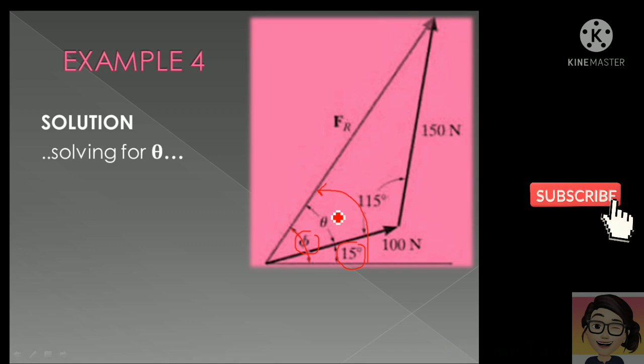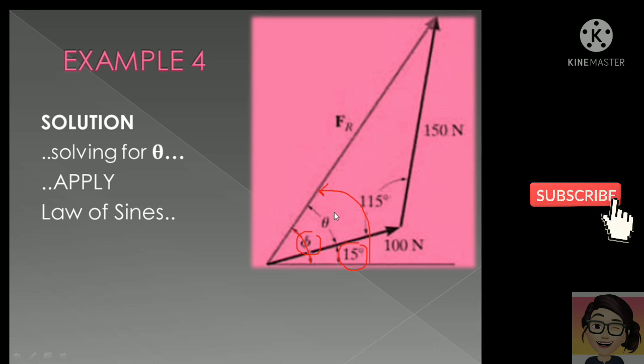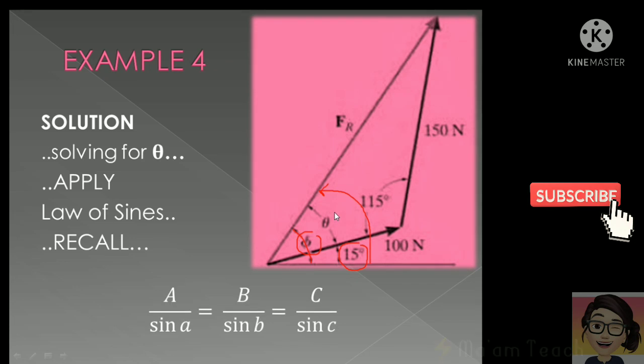Now, what formula or what principle should we apply in solving for the angle of a triangle? So we will apply the law of sines. If you could recall, class, law of sines is used if we are trying to solve for an angle and if we are given two sides and one angle. Now, the formula of law of sines is this one. Any of these two expressions we can use, class.